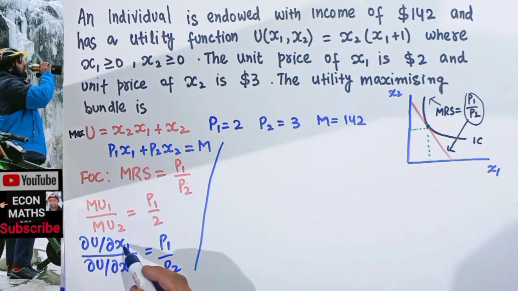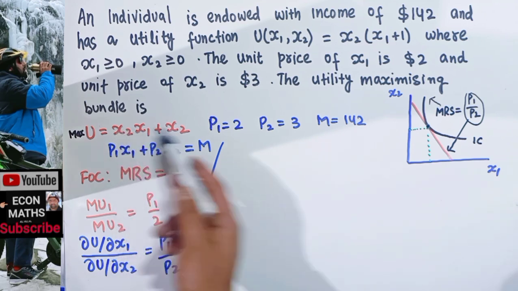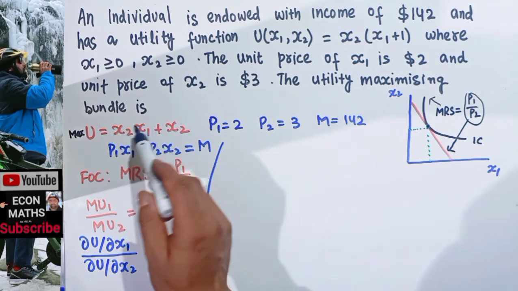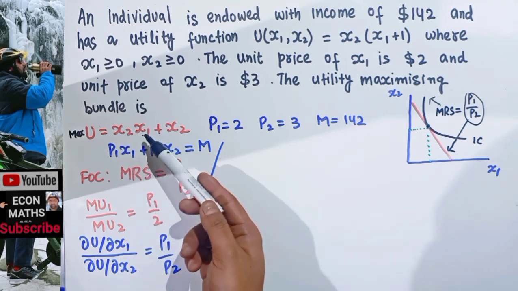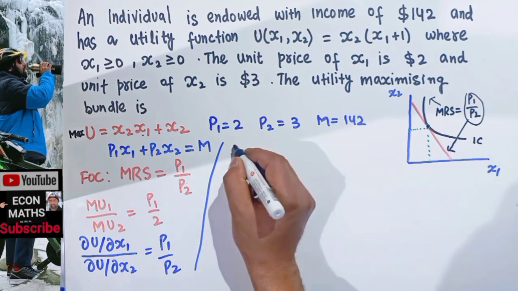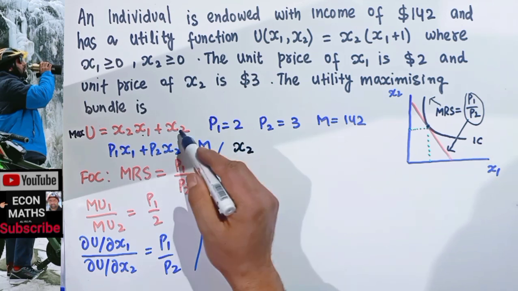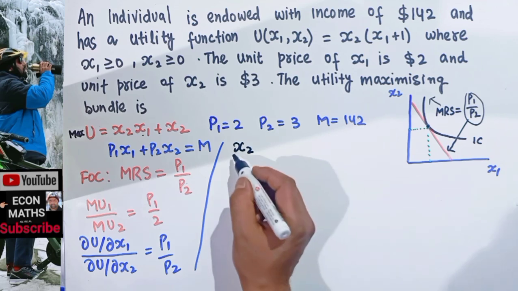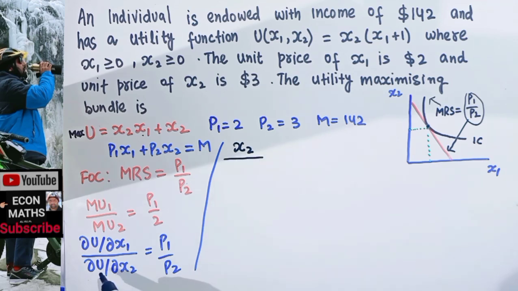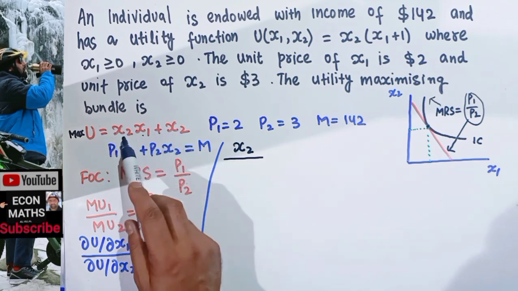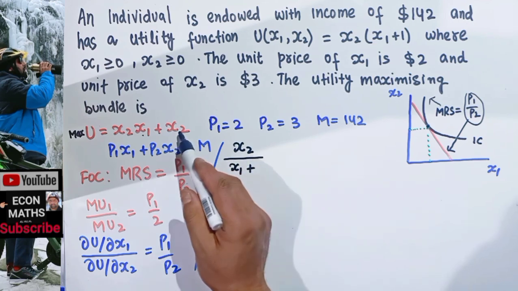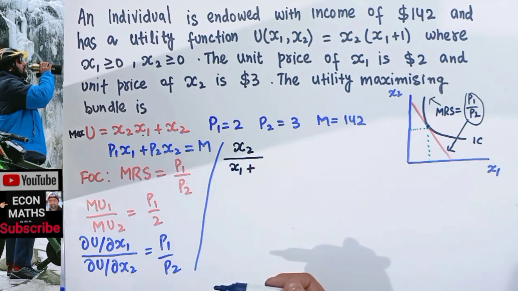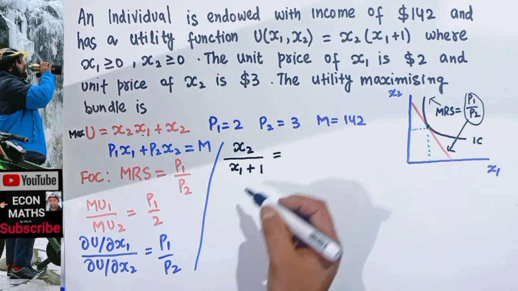so du upon dx1 means to take the derivative of utility function with respect to x1. If I take the derivative with respect to x1, derivative of x1 will be 1, so we will be left with only x2. Since no x1 is involved in the second term, its derivative will be 0. Then we divide and take derivative with respect to x2 of the utility function. Derivative of x2 will be 1, so we will be left with x1 plus derivative of x2 here will be 1, and it should be equal to the ratio of the prices.